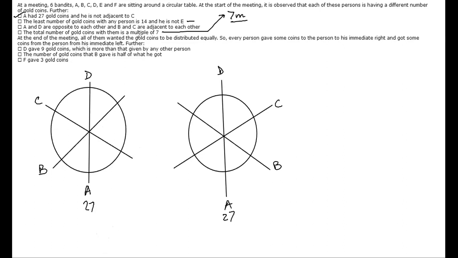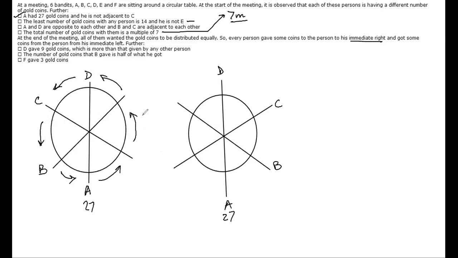At the end everyone will be equal. Next, D gave 9 coins, which is more than that given by any other person. So now where is D? Here. Now who is giving to whom? Everyone gives something to the person to his right. So on the right-hand side he is giving, from the left-hand side he is getting. So A is giving to someone here and A is getting from B. B is getting from C and B is giving to A. D is giving to C and someone is giving to D here. This is the cycle going.